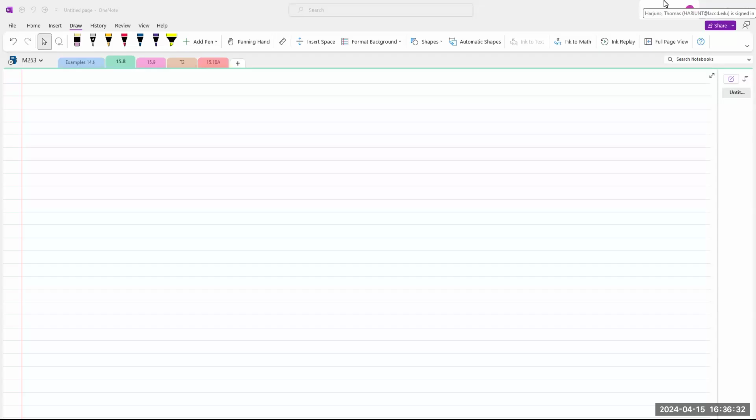Okay, we will start with 15.8, it's a triple integral in cylindrical coordinate system. Now we have double integrals in cylindrical, right? In polar to be more precise. Right now we have triple integrals in cylindrical coordinate system.